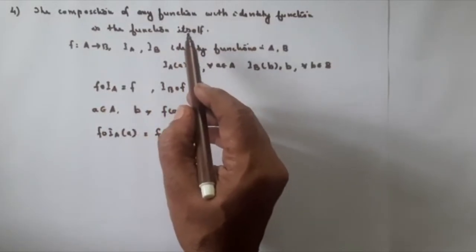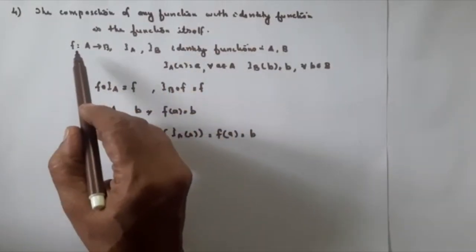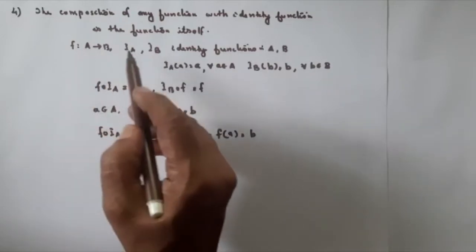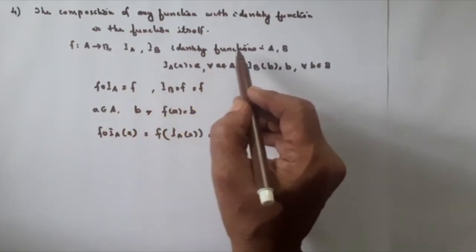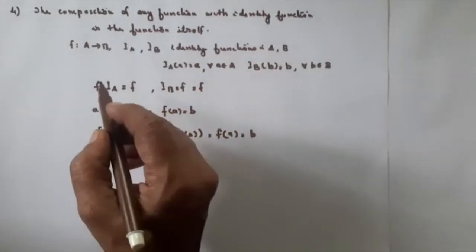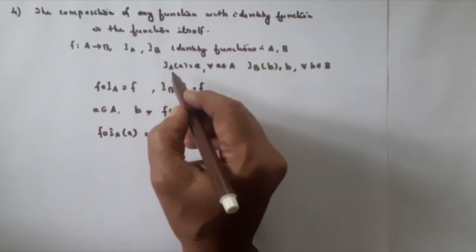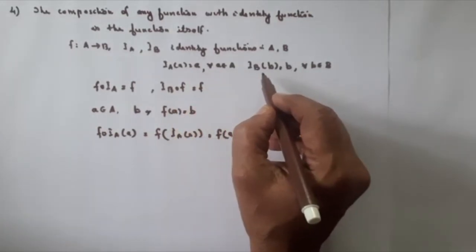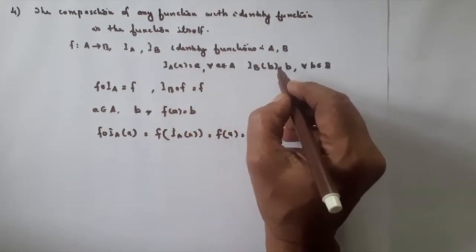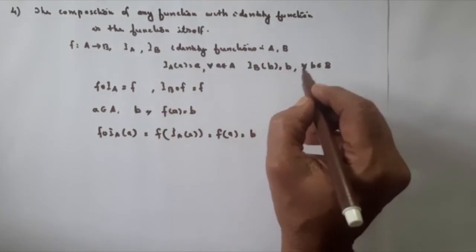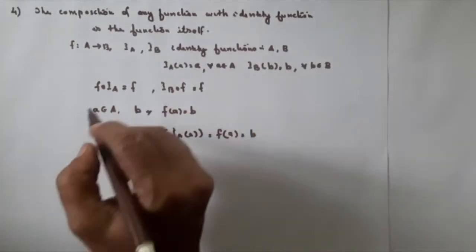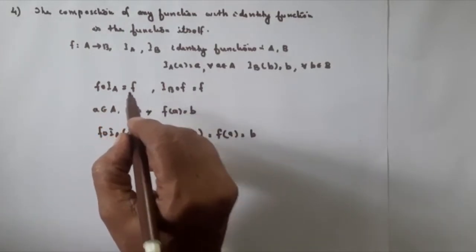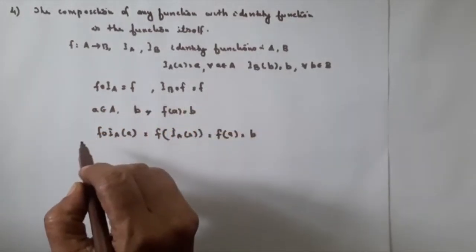The fourth property: the composition of any function with the identity function is the function itself. Let f be a function from A to B, and let I_A and I_B be the identity functions on capital A and capital B. What does it mean? I_A of a equals a for all a belonging to A, and I_B of b equals b itself for all b belonging to B. We need to prove that f dot I_A equals f and I_B dot f equals f.